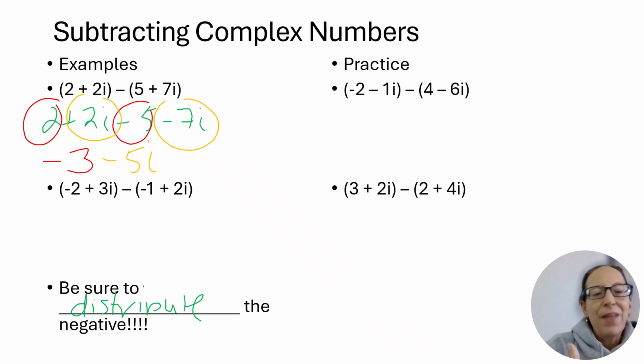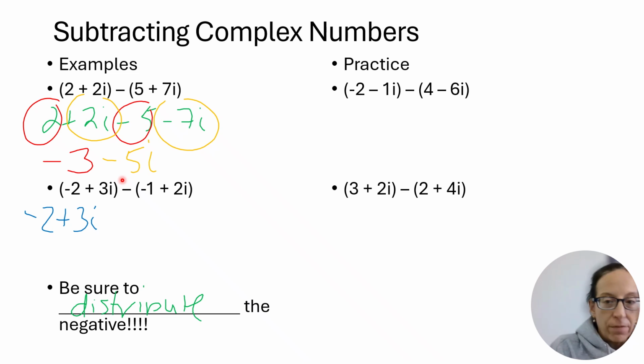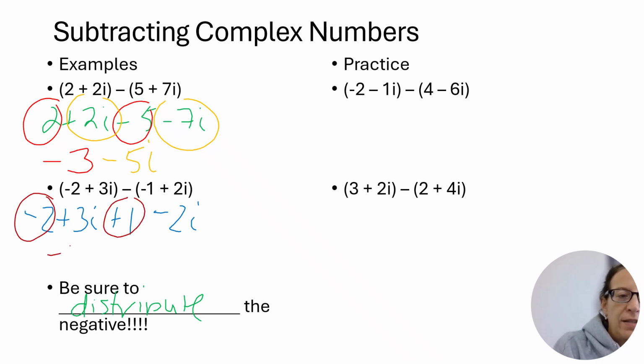Okay, next one down, same thing. We want to make sure that we distribute that subtraction. So we have the negative 2 plus 3i, and now it's going to be minus negative 1. Now, just minus a negative 1, which is the same as plus 1. Whoops, didn't turn my pen back on. And then minus 2i. And now we'll combine our like terms. So negative 2 plus 1 is negative 1. And 3i minus 2i is 1i, or you could just say i.